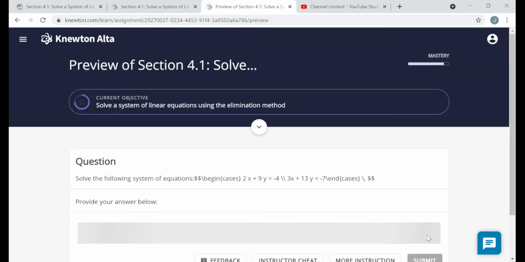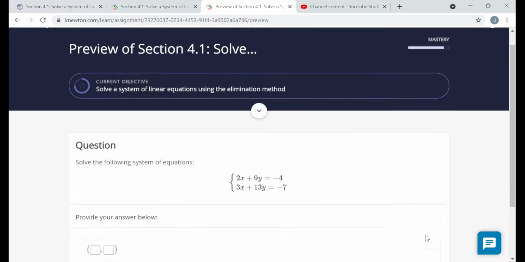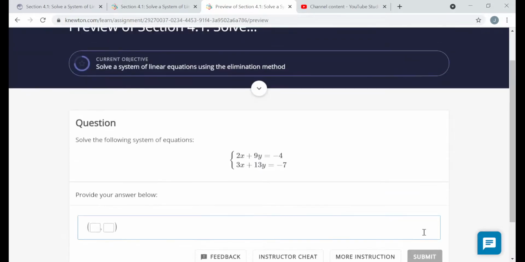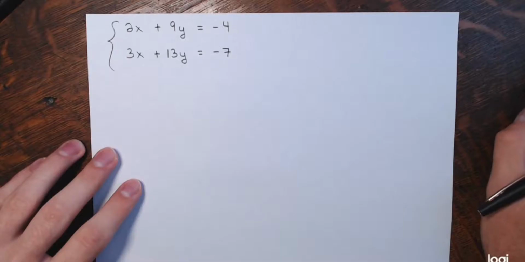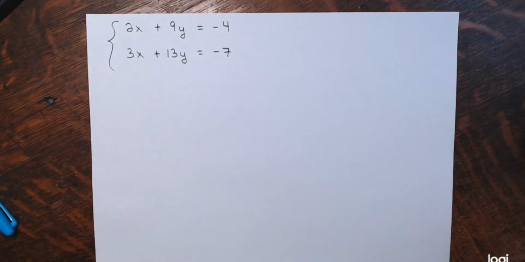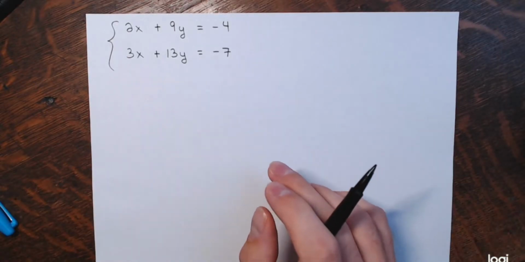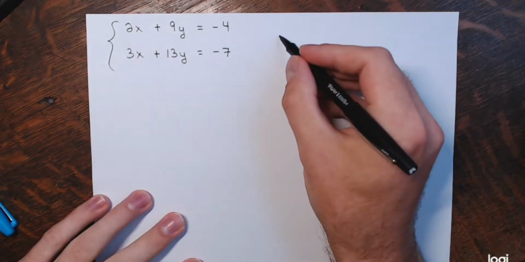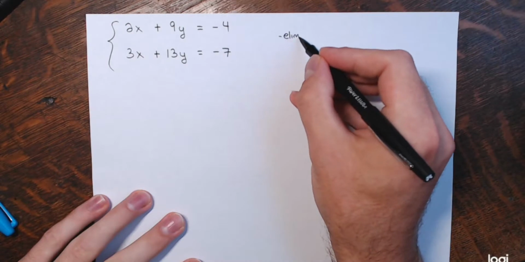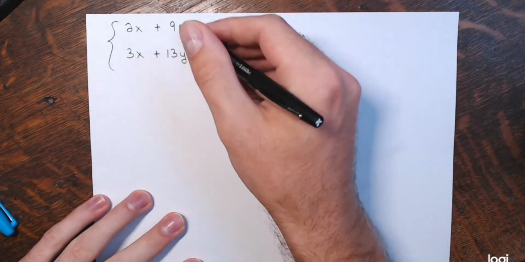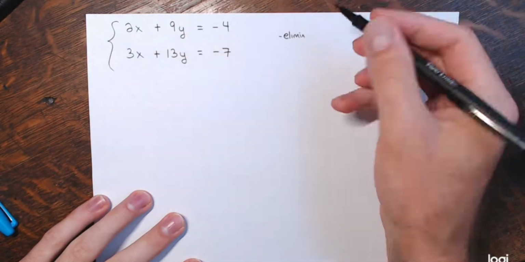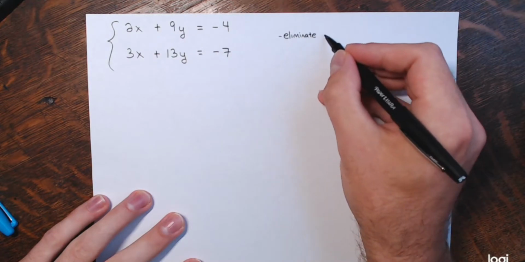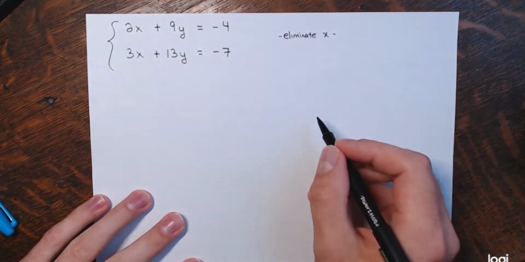Okay, so once again, I'm going to write this out on some paper and come back. We'll solve using this elimination method. So here's the system. Just because the coefficients of x are smaller, that's what I'm going to choose to eliminate. All the x's and y's are lined up on one side, constants on the other, and I'm going to choose to eliminate x.